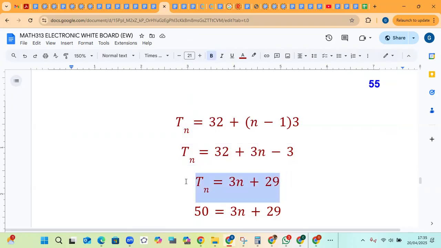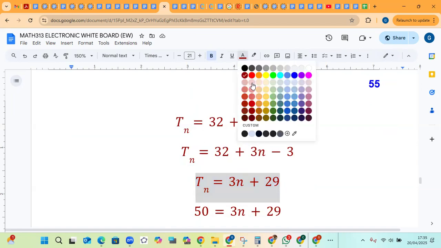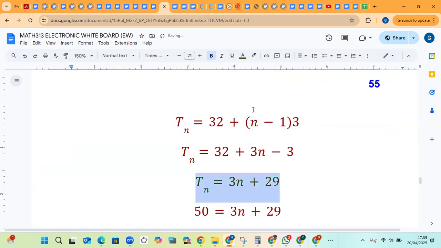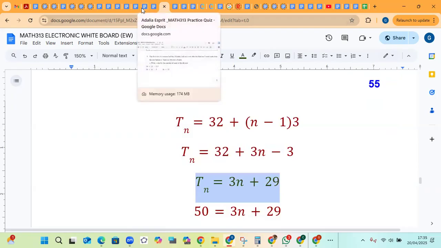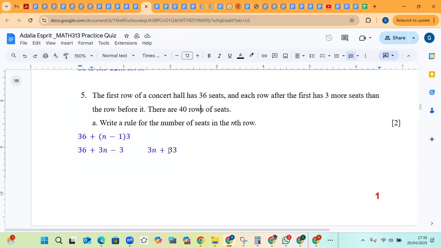So this is the general rule right here. And for our situation, our case, it will be 3n plus 33. So this is correct.